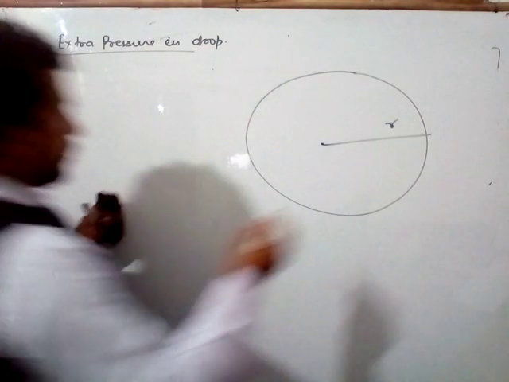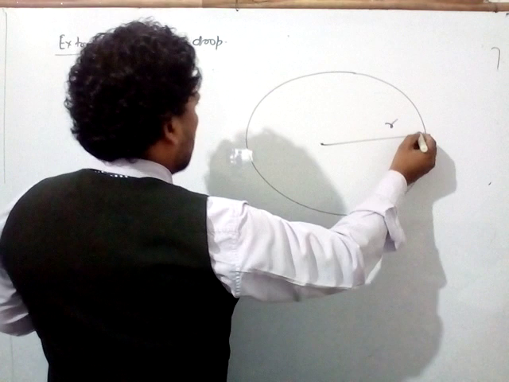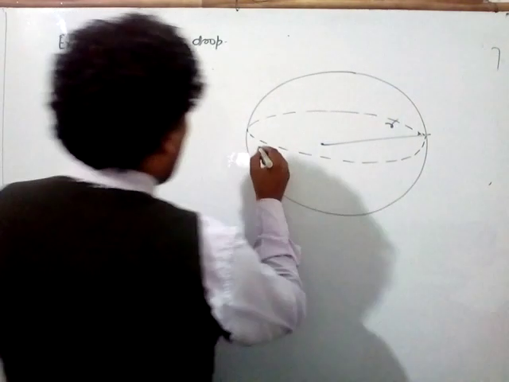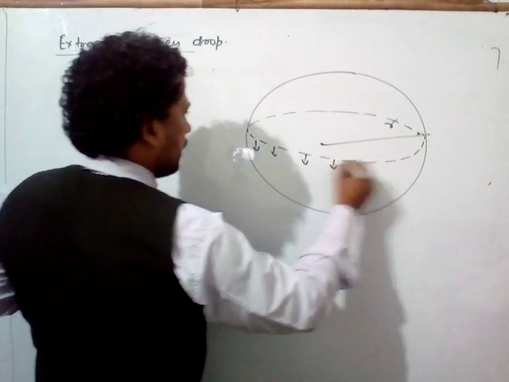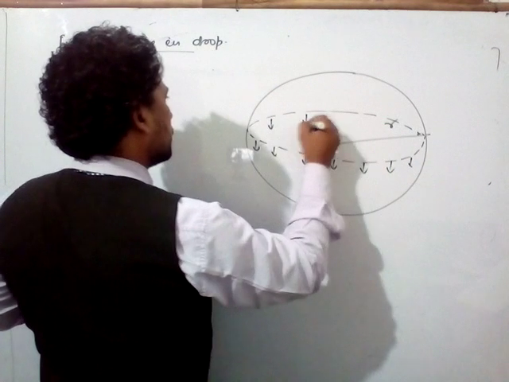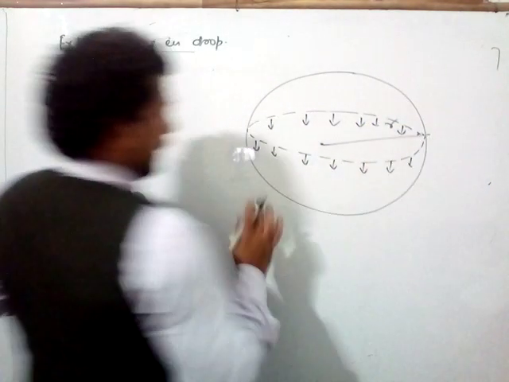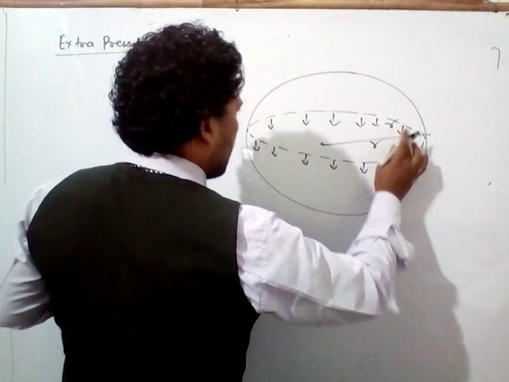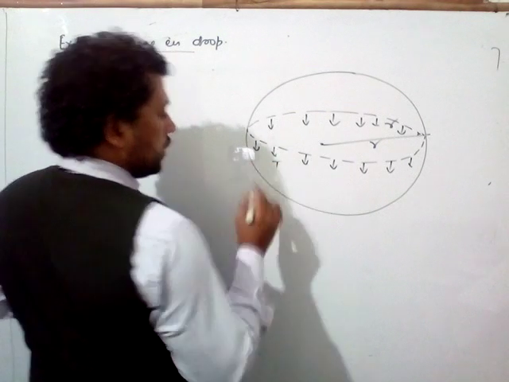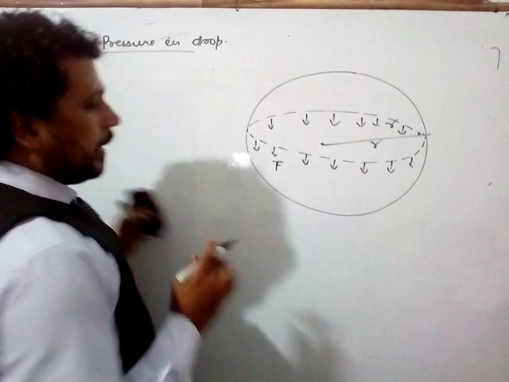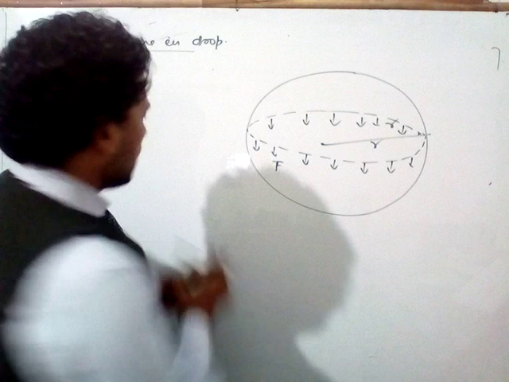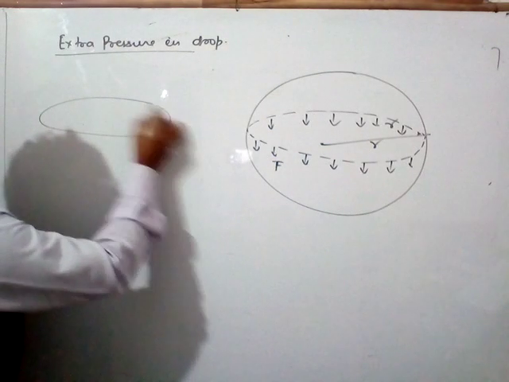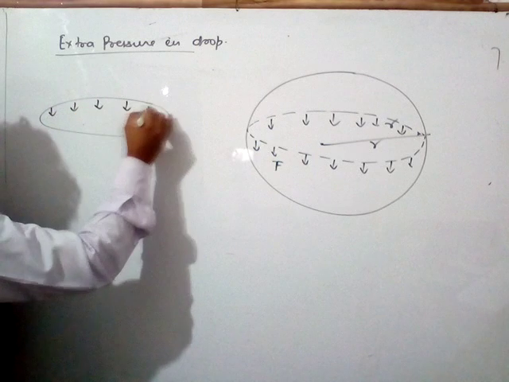The surface tension of this liquid is small t, which works in this form. This is the force which acts due to the surface tension. If the radius is small r, this is the force which acts due to the surface tension. Let the surface tension of this liquid drop be T. So this is the force which acts in the whole circumference due to the surface tension.